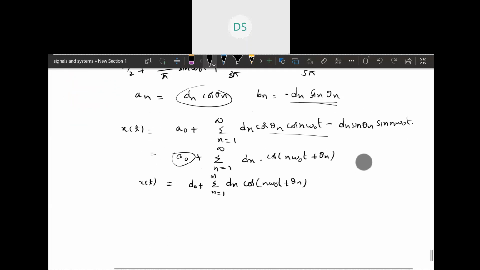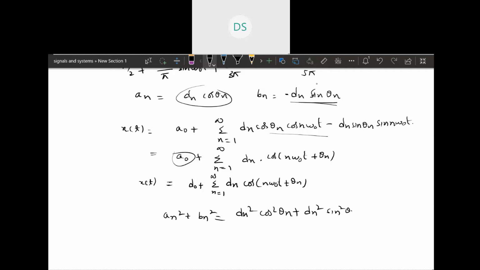Okay, so if an is equal to dn cos theta n and bn is equal to minus dn sin theta n, I can write an square plus bn square is equal to what? dn square cos square theta n plus again dn square sin square theta n. If I take dn square as the common, cos square theta n plus sin square theta n is equal to what? Cos square a plus sin square a is equal to 1.